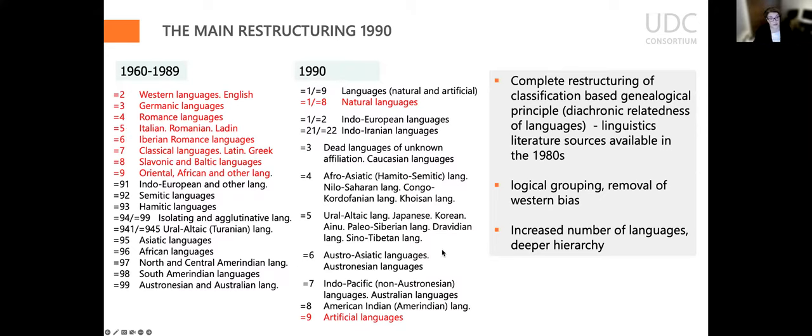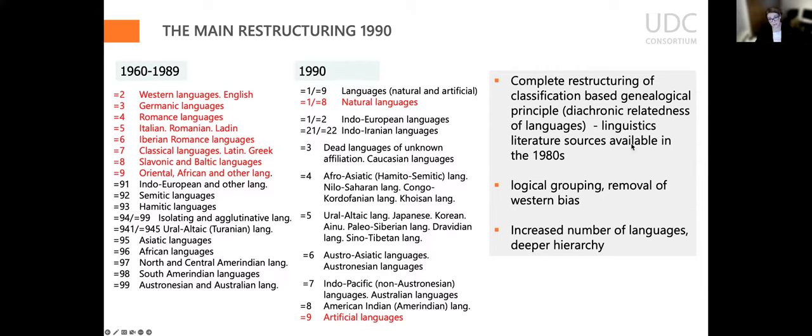You can also observe that descriptions are complex. They are now represented on the top level. We are now observing only the top level of classification; we don't see what is under. But you can observe that these are now large groups, and that artificial languages have appeared here at the bottom. You cannot see the English language anymore here. So you have a much deeper structure, removed Western bias, so everything is very positive.